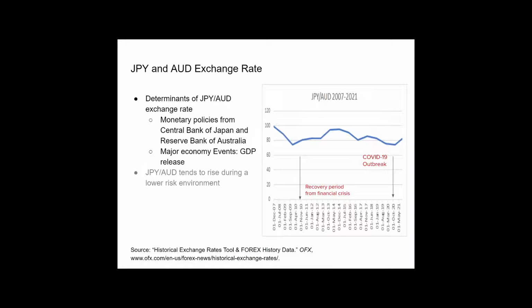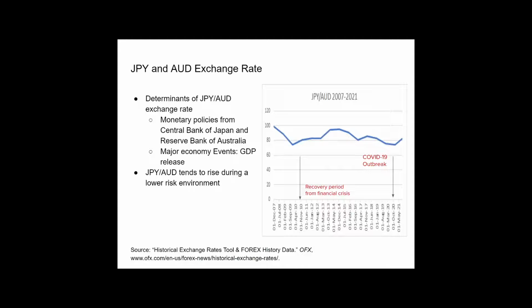GDP release is an example of major events. And when we're looking at this diagram here, we can observe there is a significant decline from the end of 2007 to September 2009. After that, the exchange rate was climbing. The global economy stepped into the recovery period from the financial crisis. The climbing trend indicates a risk-on situation. Investors are seeking opportunity and higher risk investment.